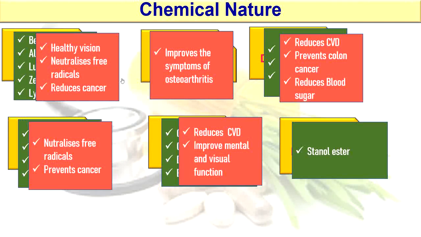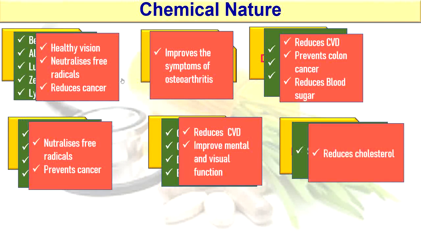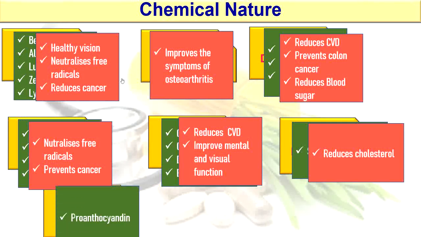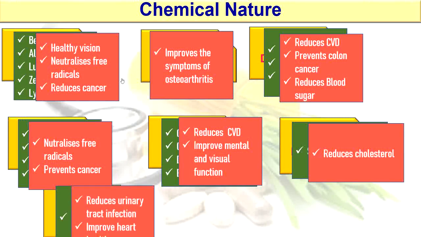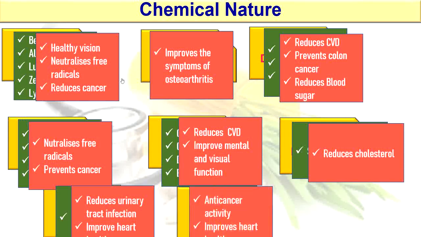So plant sterol, the stanol ester, reduces cholesterol. It acts like a cholesterol molecule, thereby it attaches to the cholesterol receptors. Thereby it reduces the cholesterol absorption inside our body. And tannins. Proanthocyanidin is a tannin which reduces urinary tract infection and improves heart health. When you take saponins, it has anti-cancer activity and it improves heart health.